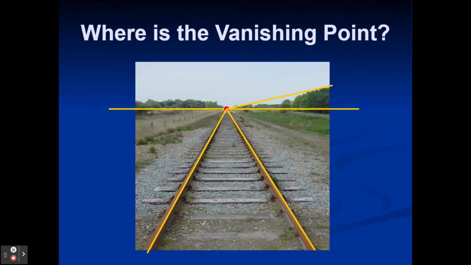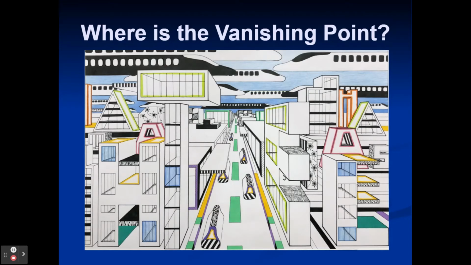Everything is going to converge to that vanishing point. You can see the train tracks converging to that vanishing point. Even this tree line is going to that vanishing point. Even though it's not a perfect line, it is all heading in that direction. Okay, so vanishing point, horizon line. Again, where is the vanishing point on this picture? Let me give you a second to think about it.